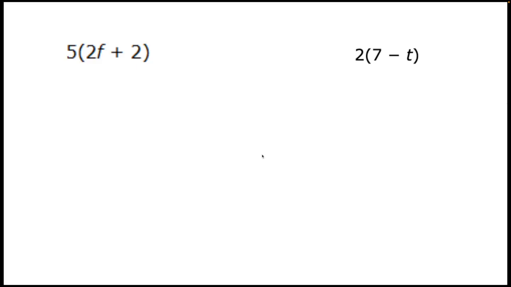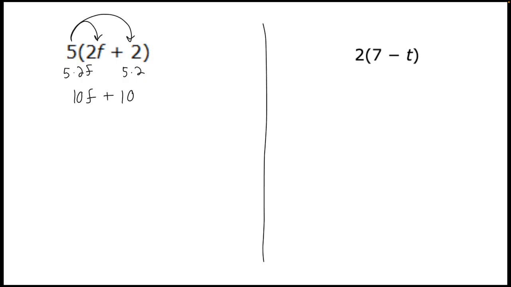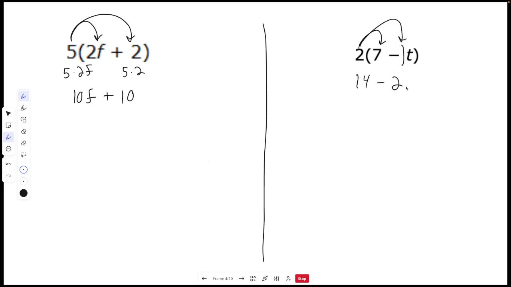Okay, now that you've had time to work these problems, let's check your answers. For the first problem, you should have distributed the 5 and gotten 10f plus 10. For the second problem, let me talk about this one a little bit more. Remember, there's an invisible 1 here. So then you should have done 2 times 7 is 14. 2 times negative 1 is negative 2t. And this is the final answer.